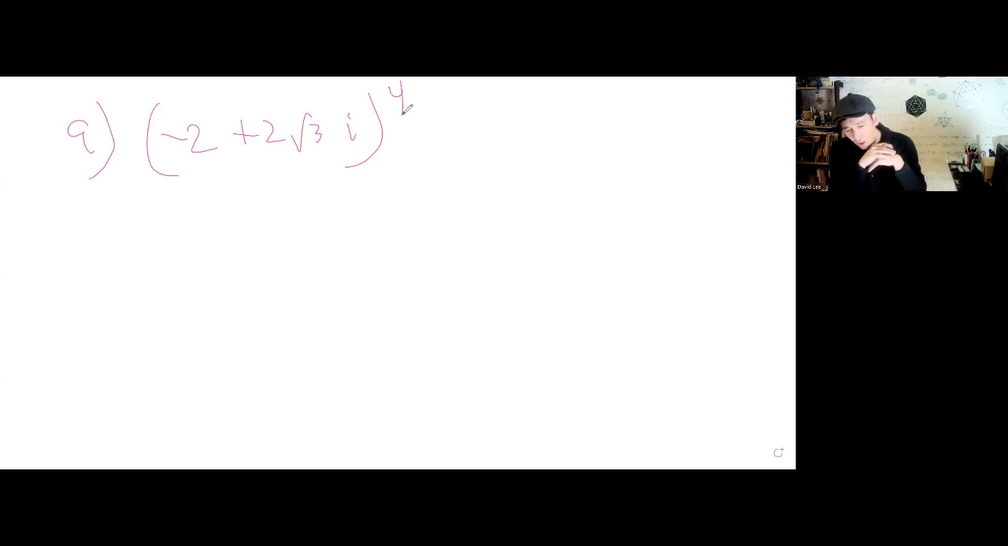Number 9. So we have -2 plus 2 square root 3 i, and that's going to be raised to the power of 4. So recall, maybe we can write this in complex polar. Right now it is complex rectangular. Let's write this in complex polar. How? Maybe first make a graph of this. This complex number, if you were to graph it, is going to be somewhere in quadrant 2, where this is -2 and this is 2 square root 3.